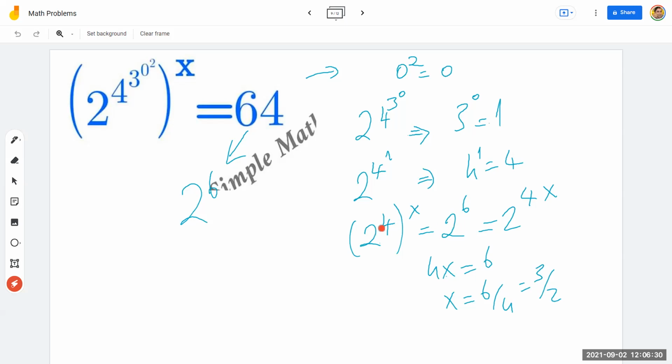So now power of power, we use the power rule for x. So 2 power 4x equals 2 power 6. If bases are the same, powers must be the same. So 4x is 6, x is 6 over 4. After simplifying, 3 over 2.